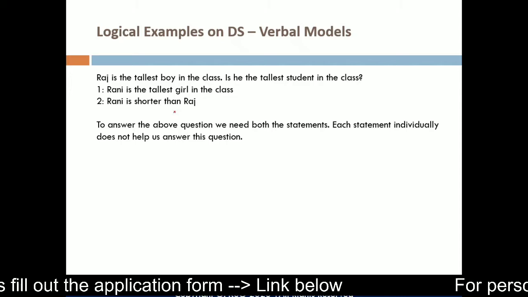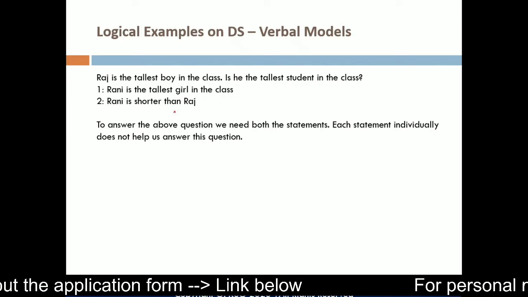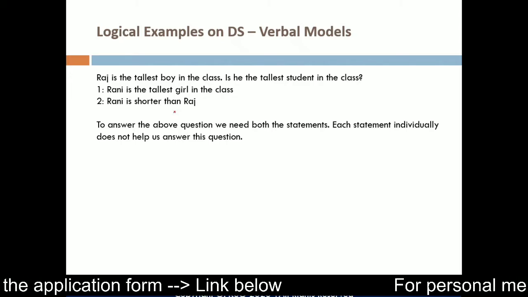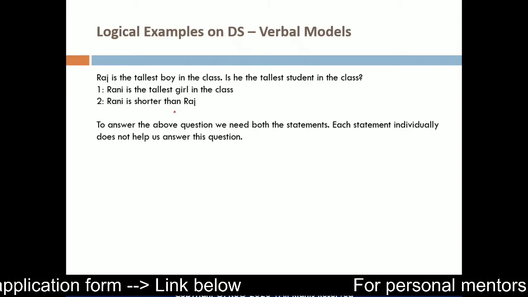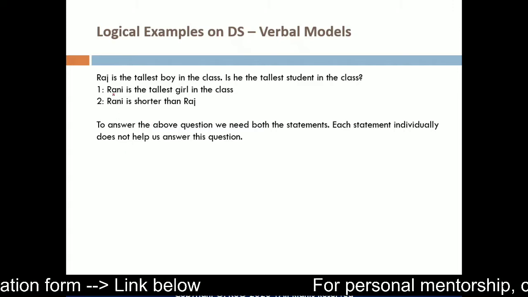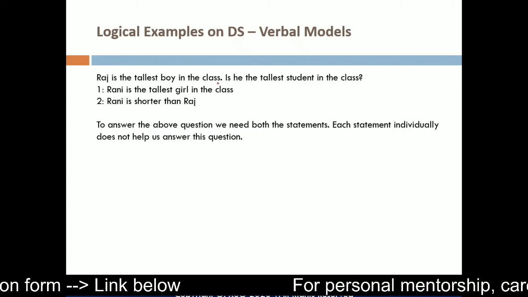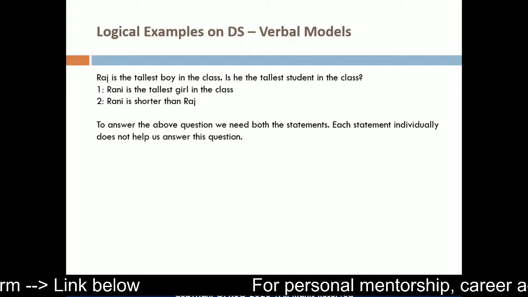You may check out this video on why trust insights from data science models that we have uploaded, where you will find much more on the different types of models. So here we are just focusing on verbal models, and in this particular example, the question here is: Raj is the tallest boy in the class. Is he the tallest student in the class?